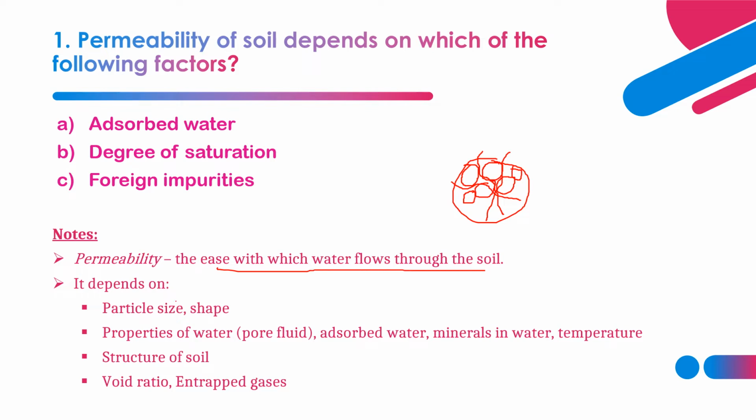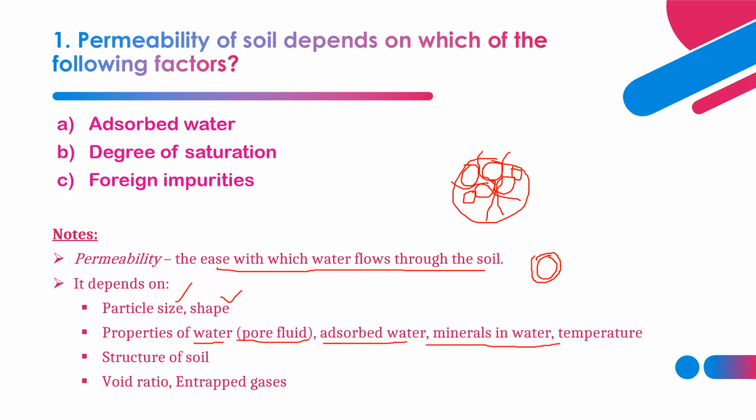It depends on particle size and particle shape. If the particle shape is angular or tightly packed, then permeability will be less. And particle size also affects the permeability. And next, the fluid flowing, that is the pore fluid. In this case, we can consider water. So properties of water, adsorbed water. Adsorbed water means, consider this is a solid particle above which there is a layer of water, that is called adsorbed water. That is a concept of adsorption principle. So that's why it is called adsorbed water.